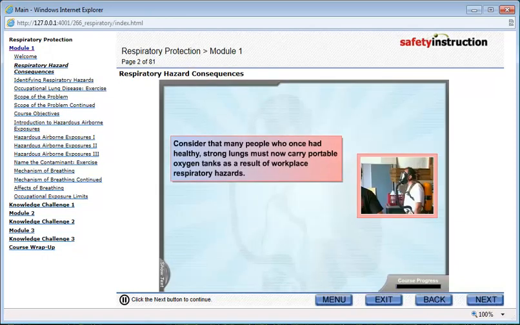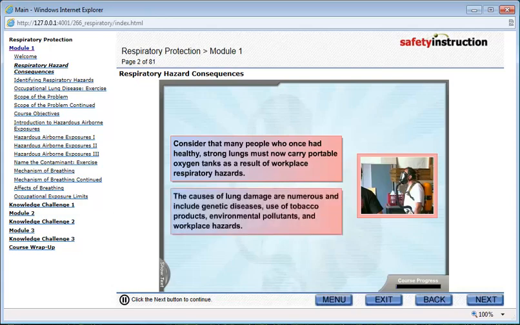Consider that many people who once had healthy, strong lungs must now carry portable oxygen tanks as a result of workplace respiratory hazards. The causes of lung damage are numerous and include genetic diseases, use of tobacco products, environmental pollutants, and workplace hazards.